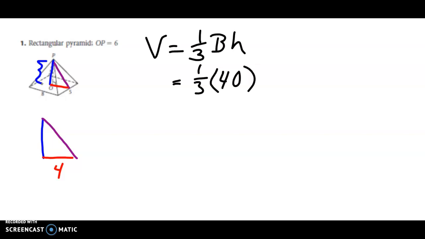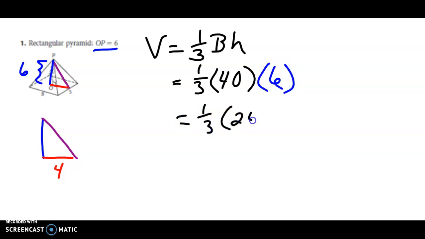All right, so what we're going to find out is that if we took this, we did 4 and 5 and 6, we're going to find out that the height is going to be actually 6, because that is the length of OP. So then we have 1/3 of 240, which is going to give me 80. So the answer to the volume would be 80 units cubed.